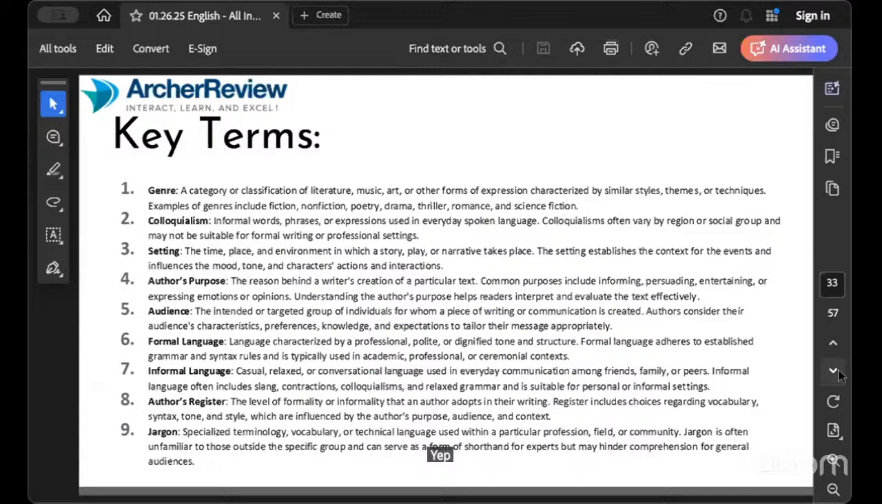Yep. So that can vary depending on the region. And again, it can vary on the region. It can even vary between social groups. So this could be something where it's very popular with formal versus informal type questions. Again, setting, author's purpose, audience, formal language versus informal language, author's register. This is just the vocabulary, the tone, things like that. And then jargon, if you're not familiar with that terminology, that's just the special words that people would use depending on if it's a particular profession, a field, a different community.